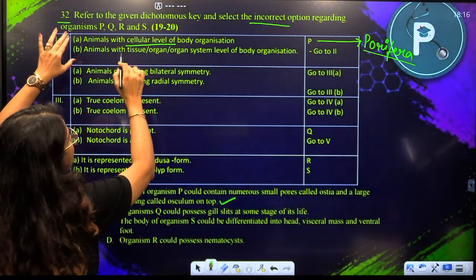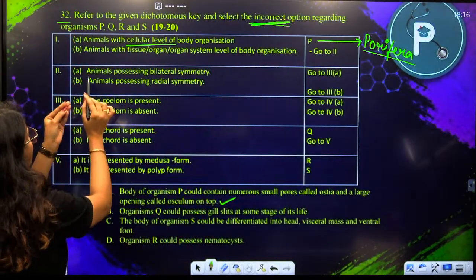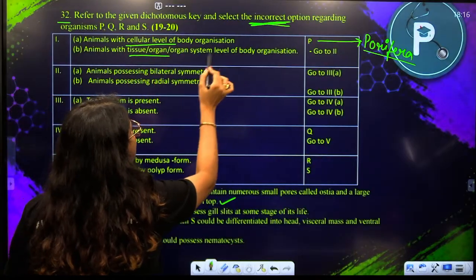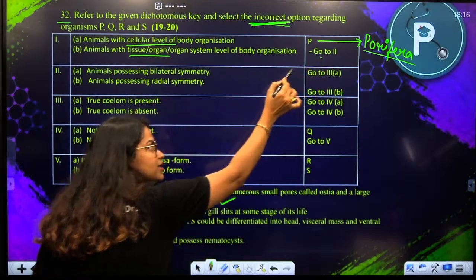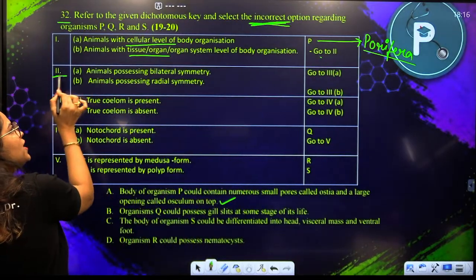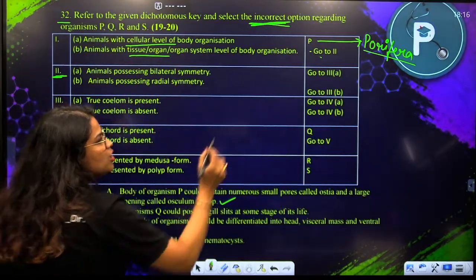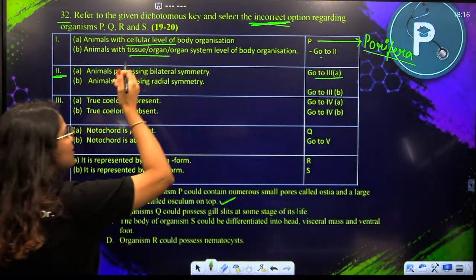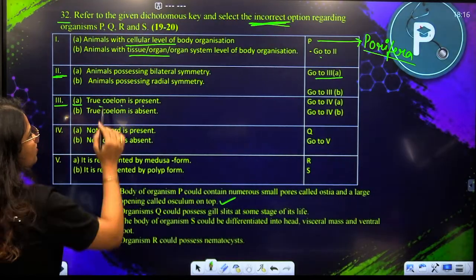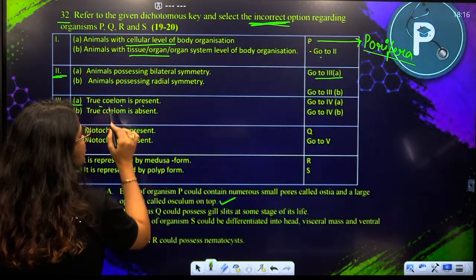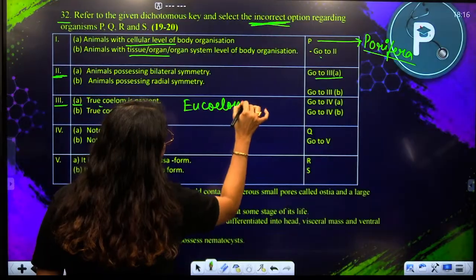Okay, they are asking you to find out the incorrect one. So this is correct. Then they have asked animal with tissue, organ or organ system level of organization. We have to go to 2. So let's go to 2. 2 is this. In 2, A suggests animal possessing bilateral symmetry. So you have to go to 3A. So the 3A is this one. True coelom is present. So animal possessing bilateral symmetry with a true coelom, we also call it as eucoelomate animal.